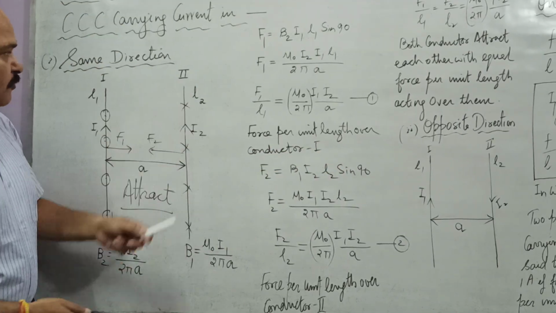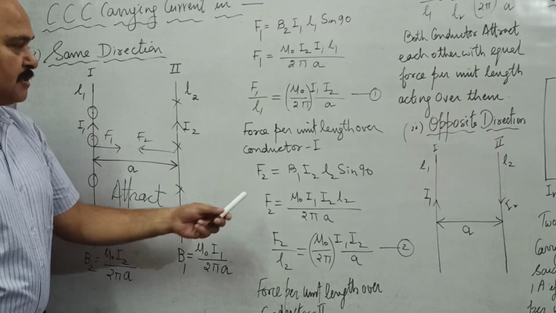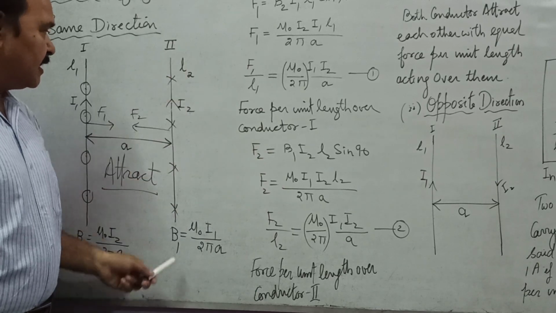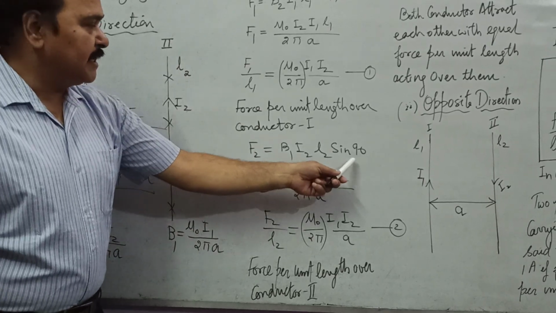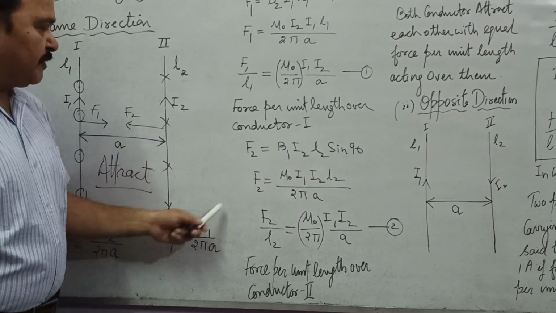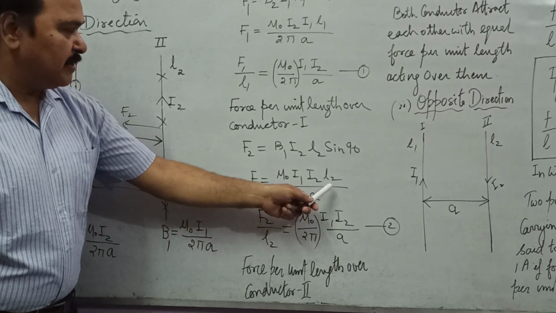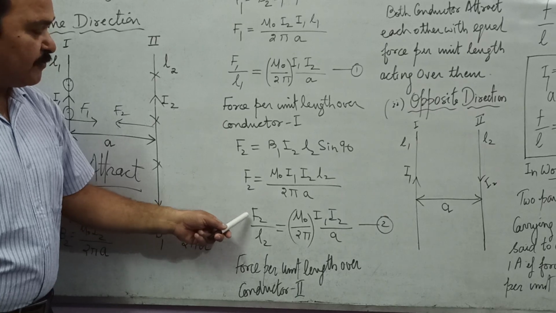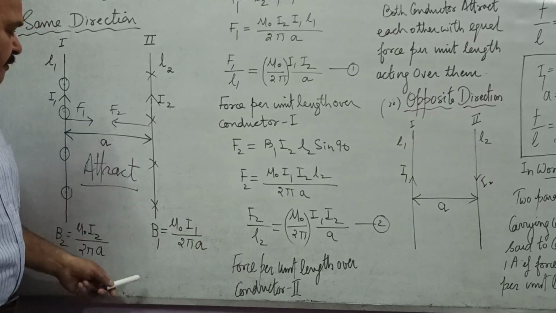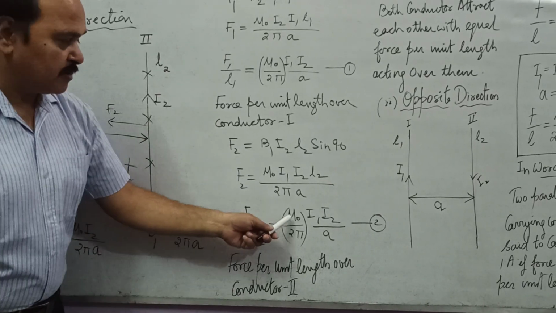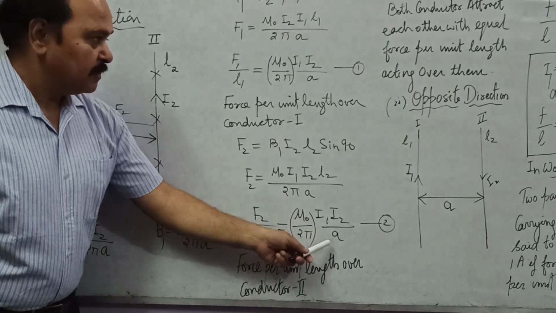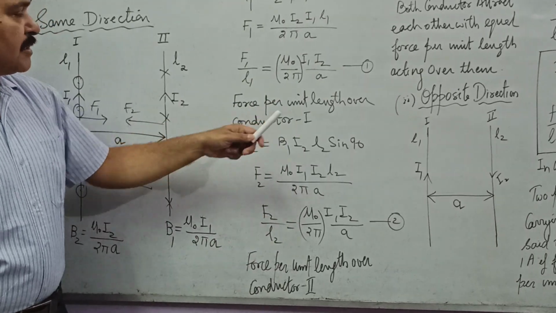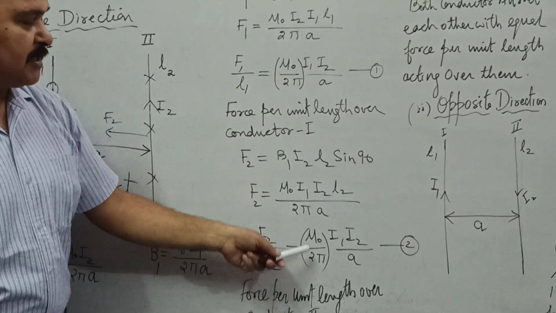Well, if we find out force over conductor number 2, this force is B I L sin theta. B is the magnetic field here, I is the current I2, and L2 is the length, sin 90. If we substitute the value of B1, we get the expression like this, and if we shift L2 from here to here, we get F2 upon L2. This is force per unit length over conductor number 2, mu naught I1 I2 upon 2 pi a. Now look at equation 1 and 2. Equation 1 and 2 are same. The right hand side of both the equations are same.